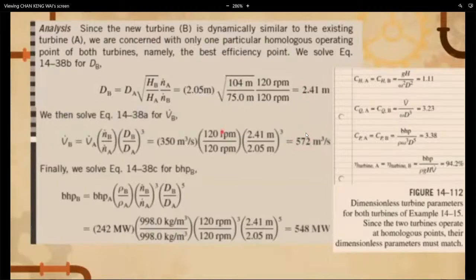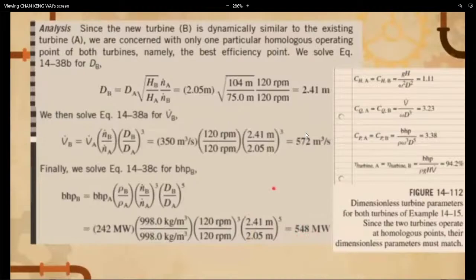And then the next one is for the brake horsepower. Again, we will use the equation. They are using the same fluid, which is water, and the same RPM, so these two will cancel out each other. What remains here will be the brake horsepower of A, 242 megawatt, and the diameter of the new and the old turbine. Over here will give you 548 megawatt.